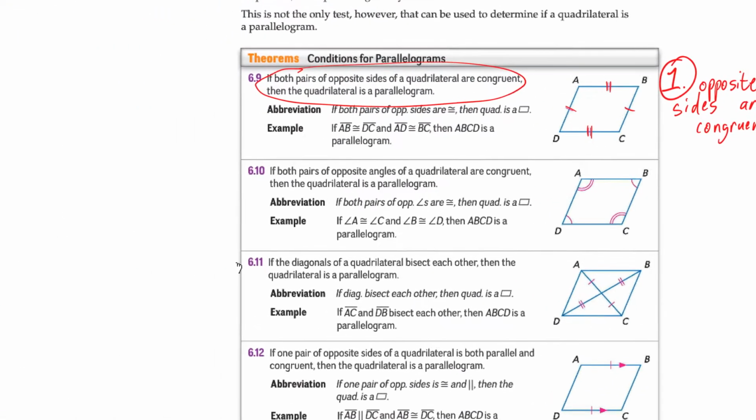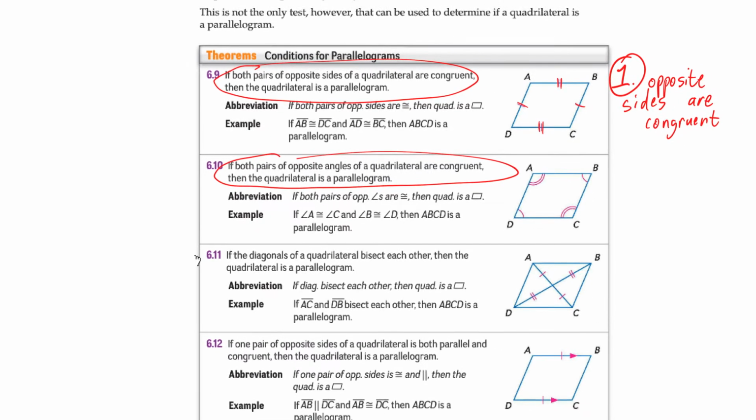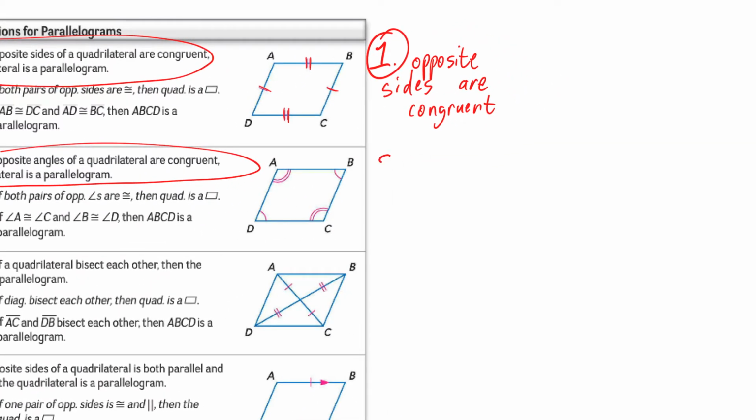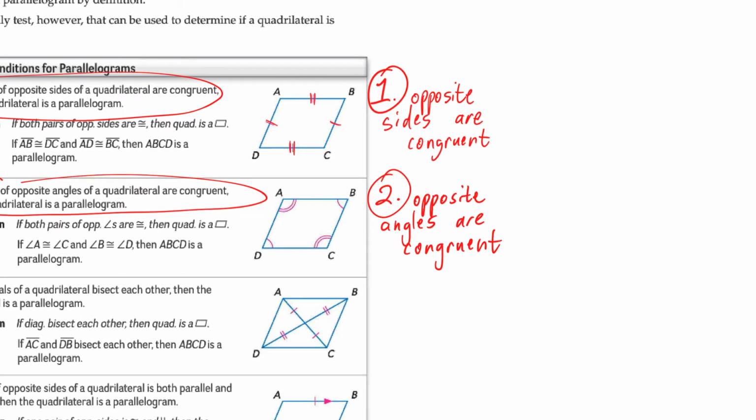Okay? Second one. Somebody different. Read this statement right here. If both pairs of opposite angles of a quadrilateral are congruent, then the quadrilateral is a parallelogram. Okay, good. So on this second one, if opposite angles are congruent, then we know it's a parallelogram. So number 1 is opposite sides are congruent. Number 2 is opposite angles are congruent.